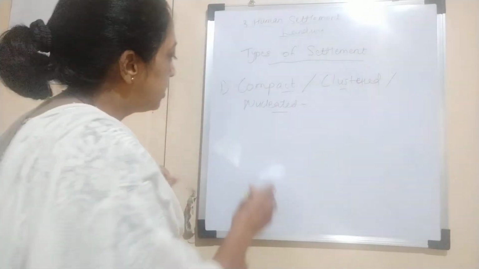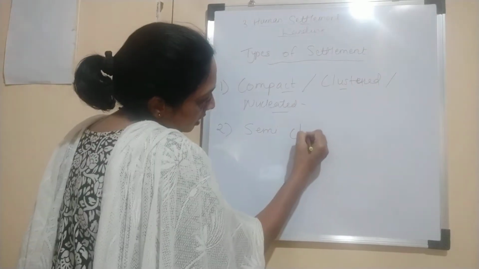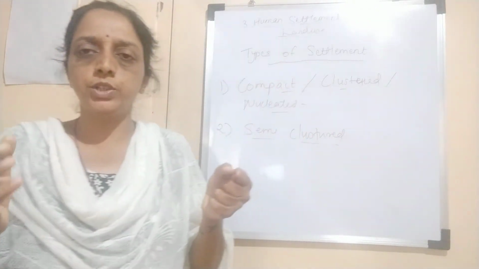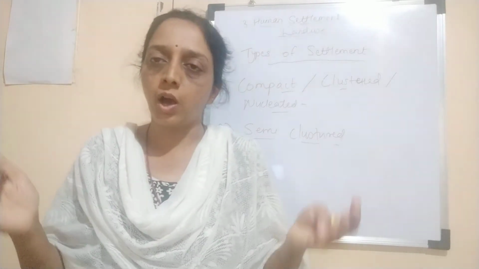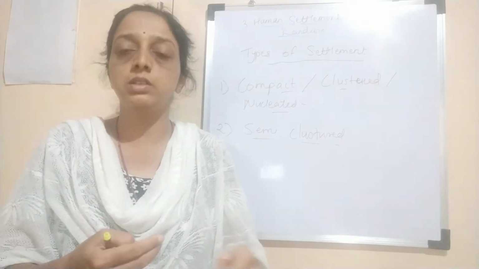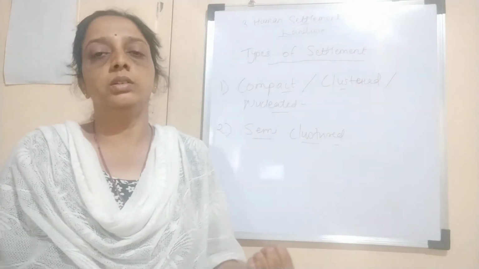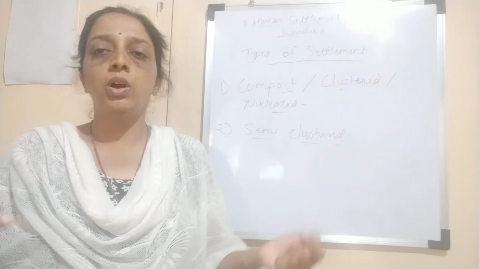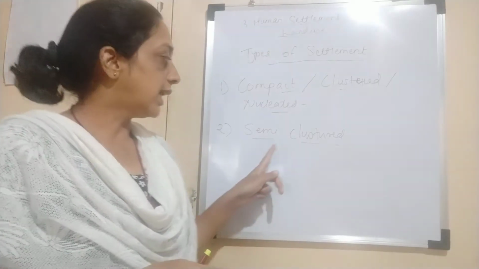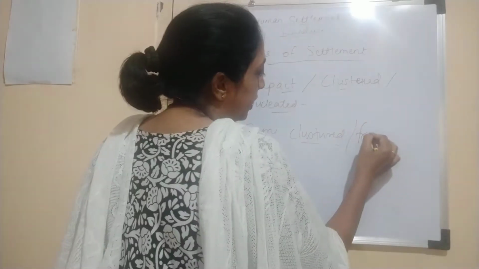The second type is semi-clustered settlement. Now, it is the same as clustered, but clustered is very much compact. In semi-clustered, the houses are close to each other, but there is enough distance in between the houses so that people can easily move in the region. There will be no big crowd in the region. So the second is semi-clustered settlement, which is also called fragmented.